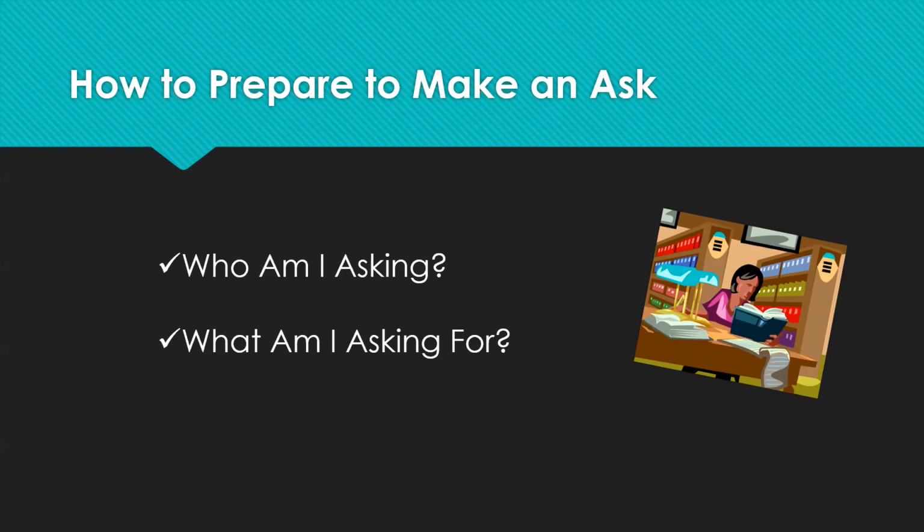And second, what am I asking for? How much money are you asking this person to give to your organization? During the cultivation phase, did you figure out what this person's giving capacity is? Or did you at least research their capacity online? What type of gift are you asking for? Capital campaign, annual fund, endowment, planned giving? Are you asking for a one time gift or a multi year commitment? What are the terms and conditions? Do you have a gift agreement prepared? Etc. Who are you asking and what are you asking for?